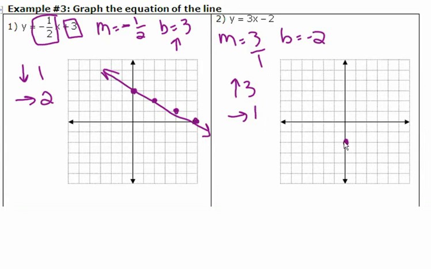So from my y-intercept, I am going up 3 and over 1, and then I make another point. Up 3, over 1, and then I make a point. Now I can't go up 3 anymore because I'm off the graph. So I can go ahead and connect my points to make my line.